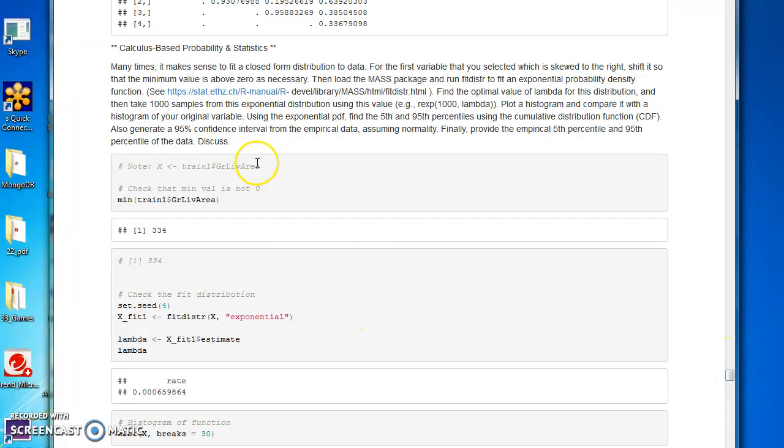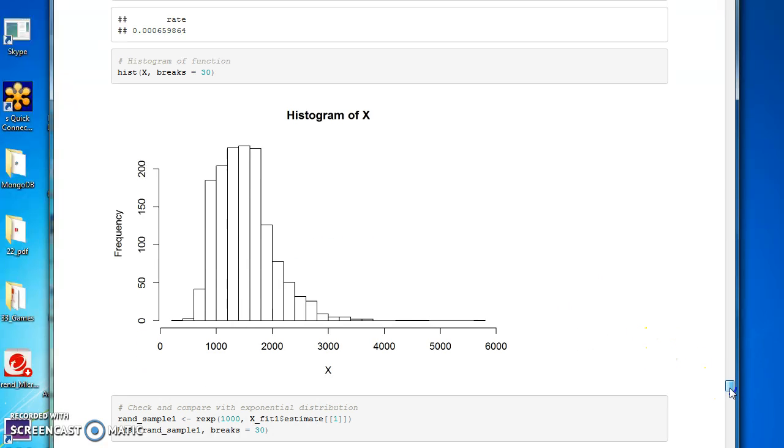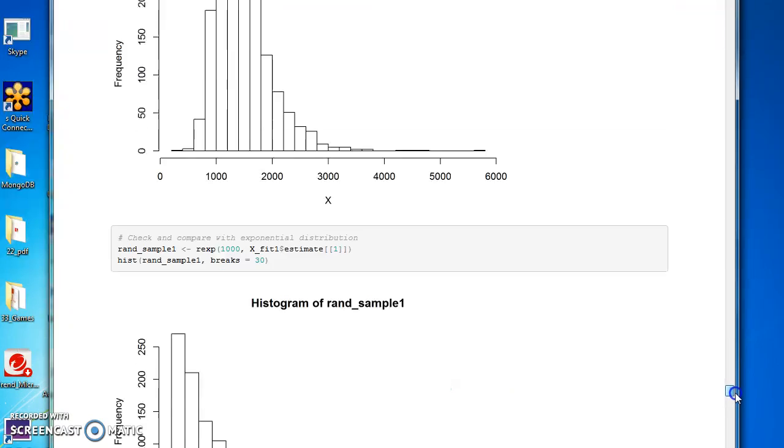So the next section is on calculus, probability, and statistics. So the idea here was to get a model, a fit distribution, and compare it to the data. So I took a look at that. I created a fit here, an exponential fit to the data, with the lambda shown here, and then just took the histogram of the greater living area and placed it there. So we're comparing one to the other.